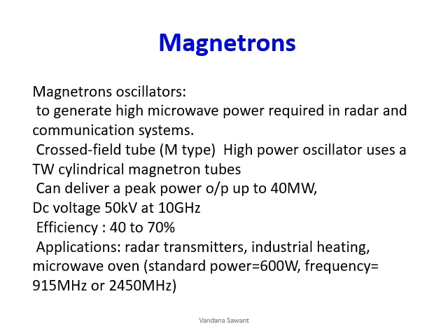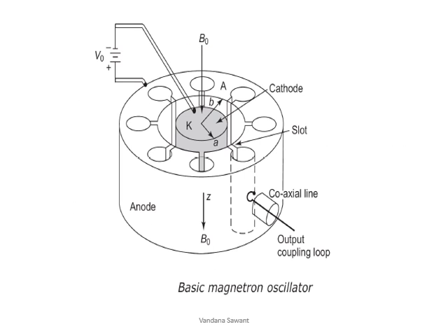First of all, magnetron is an oscillator that will generate a high microwave power required in a radar. Its power output is nearly about 40 to 60 megawatt, and the efficiency is increased from 40 to 70%, and it can be used in a radar transmitter or in microwave ovens.